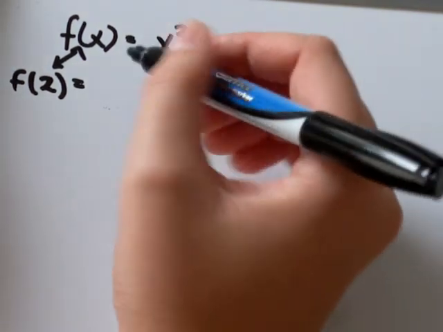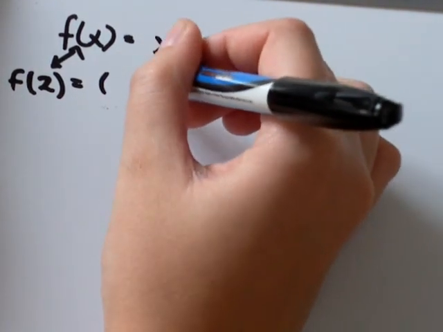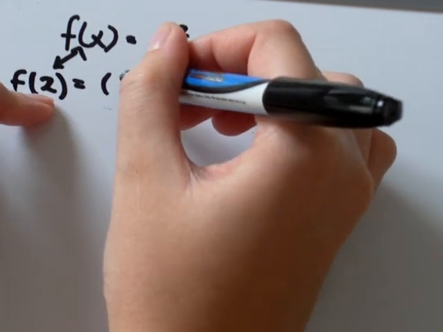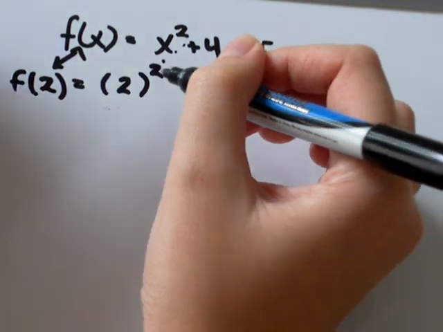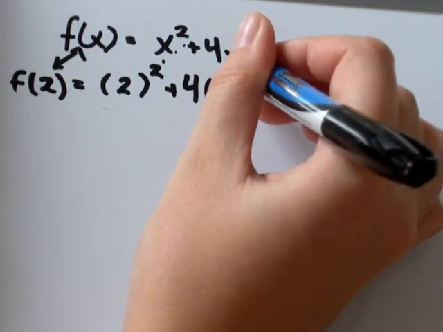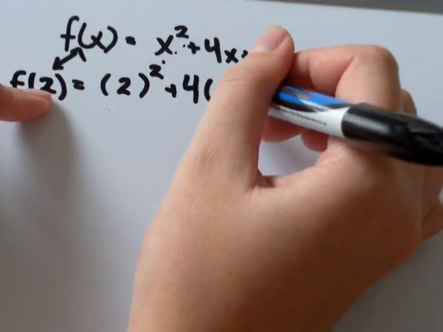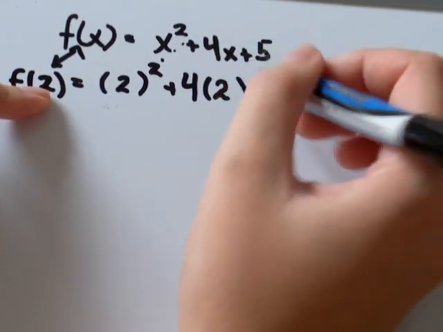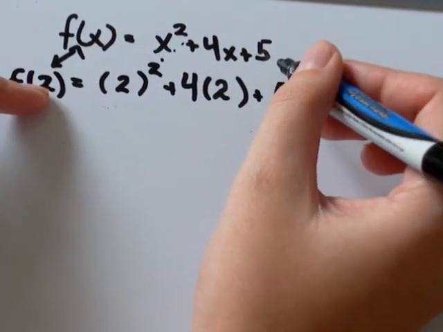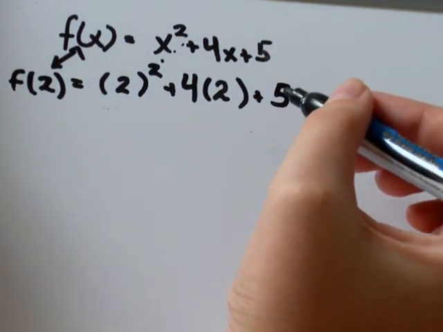So what we're going to do first is rewrite the equation. Instead of x squared here, x is now equal to 2. So I'm going to put a 2. Plus, here we had 4 times x. Now, since x is 2, where we used to have x, we'll put a 2. And then plus 5. 5 didn't have any x's in it, so it's the same in this case.